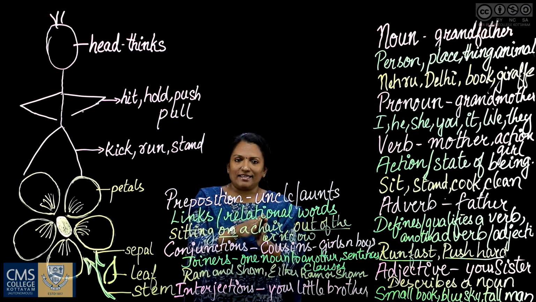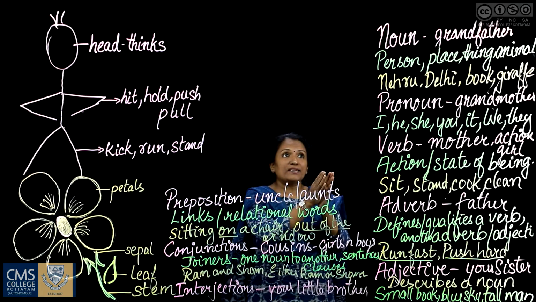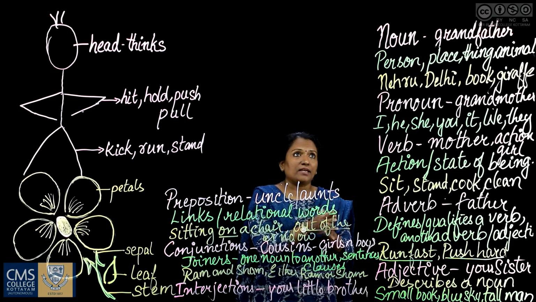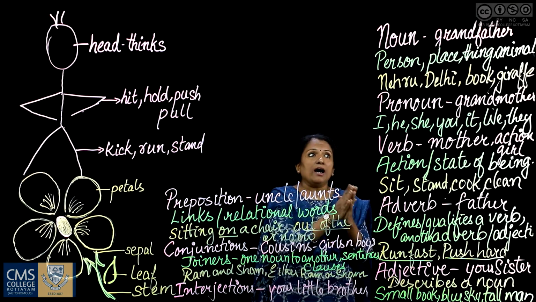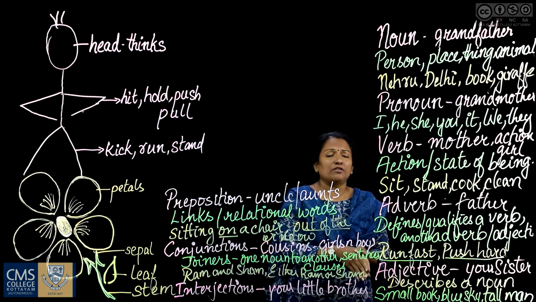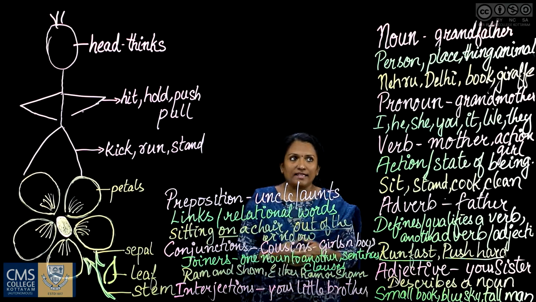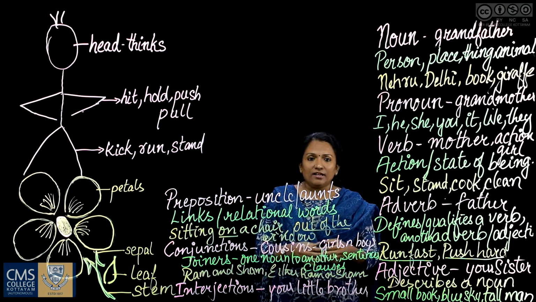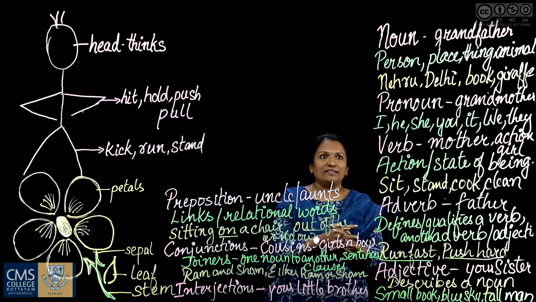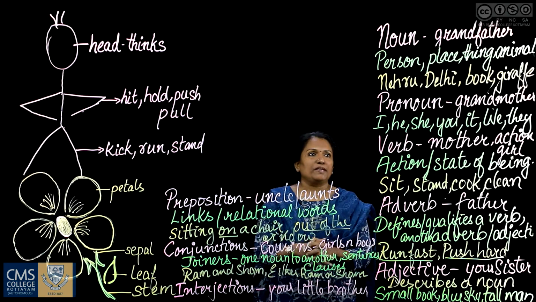Now, the noun in grammar would be described as anything which speaks about a person. A noun is something which tells you about a person, a place, a thing, or an animal. Our examples would be Nehru, Delhi, book, giraffe, anything, window, table, the air conditioner.